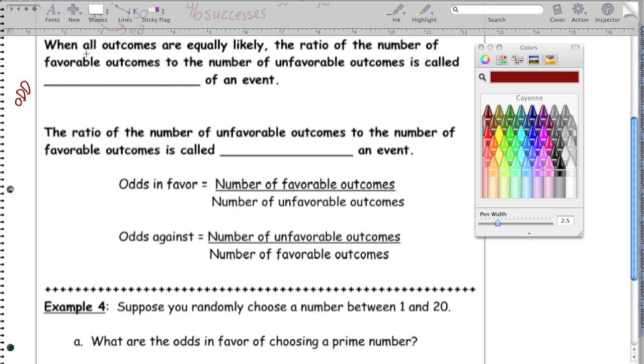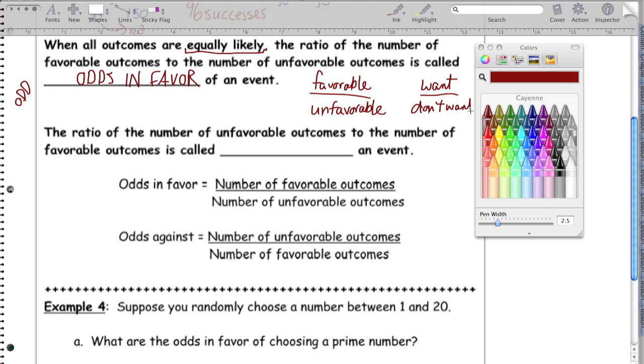Okay, so it says here, when all outcomes are equally likely. That's important. The ratio of the number of favorable outcomes to the number of unfavorable outcomes is called odds in favor. Odds in favor of an event. And what that is, like we said, that's what your favorable outcomes are compared to your unfavorable. So what you want compared to what you don't want. So what you want over what you don't want. Notice, we're not talking about totaling things up here. This is just what you want and then what you don't want.